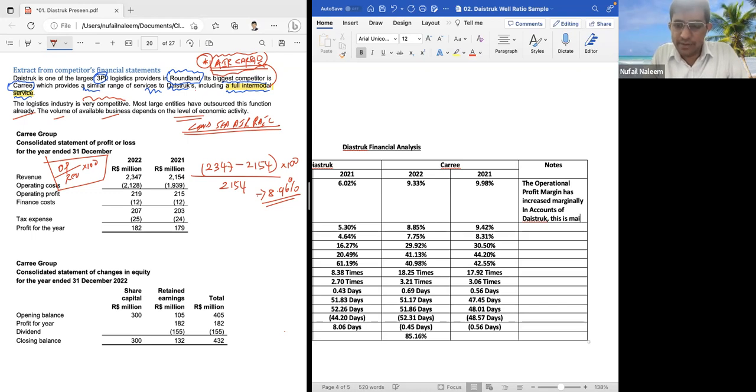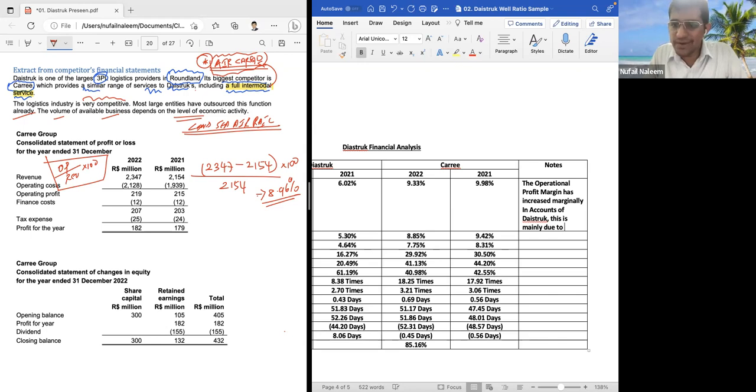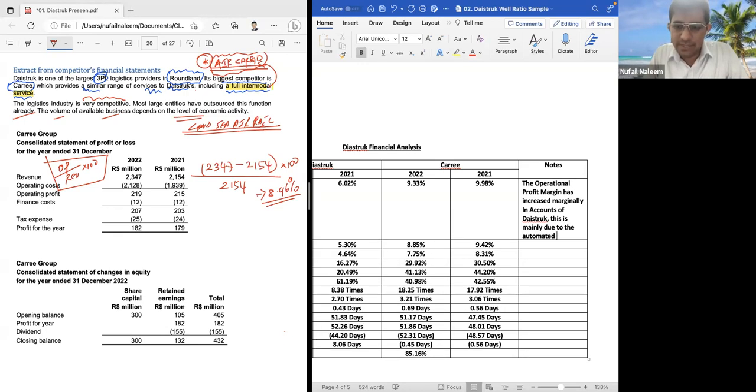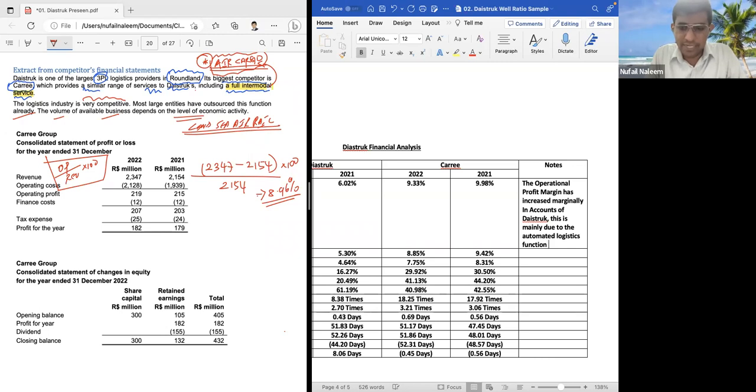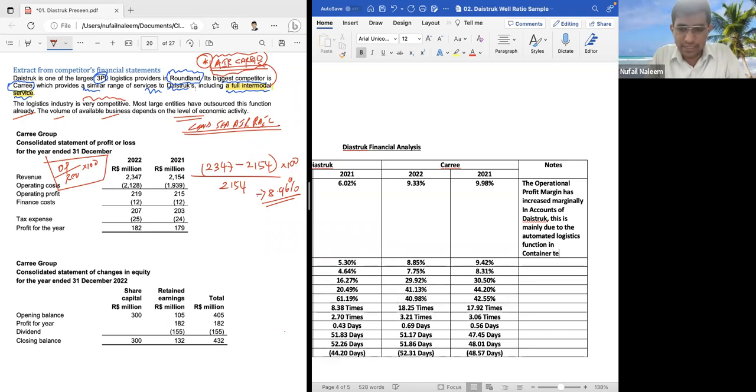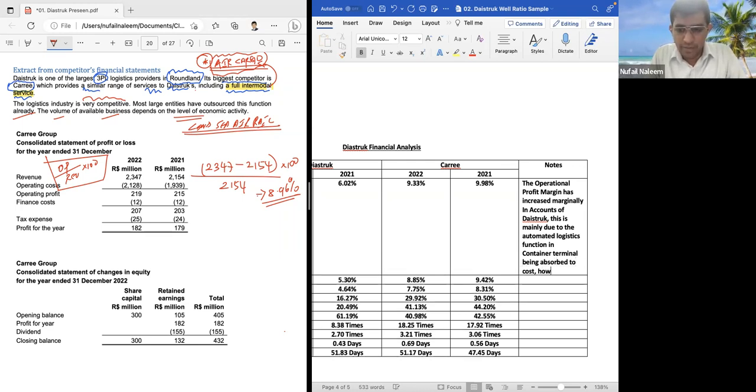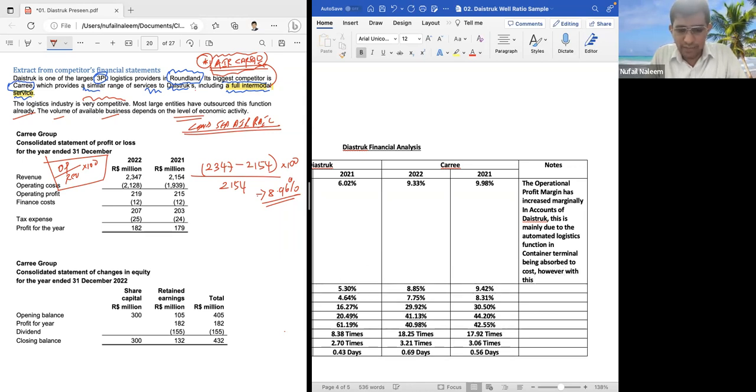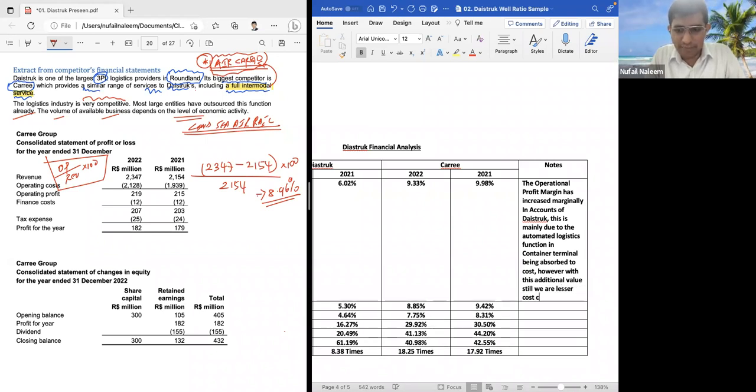This is mainly due to the automated systems, the automated logistics functions in container terminals, being absorbed into the selling price. Is absorbed to the cost. However, with this additional value, still we have a lesser cost compared with whom, students? Compared with Carry. So students, this is the point of view.